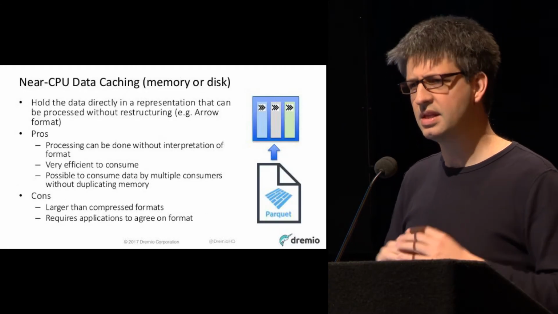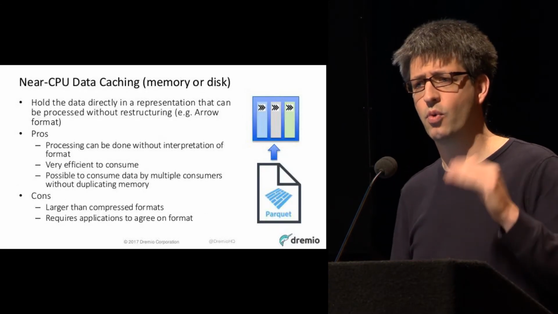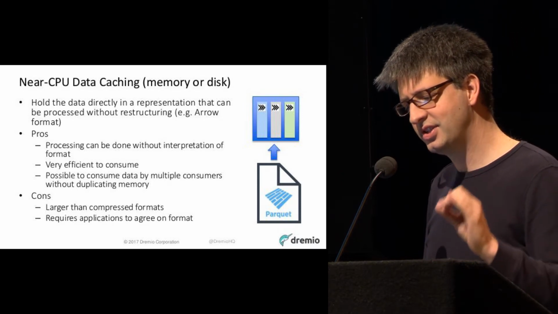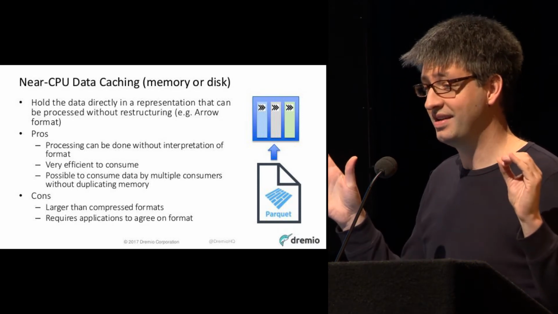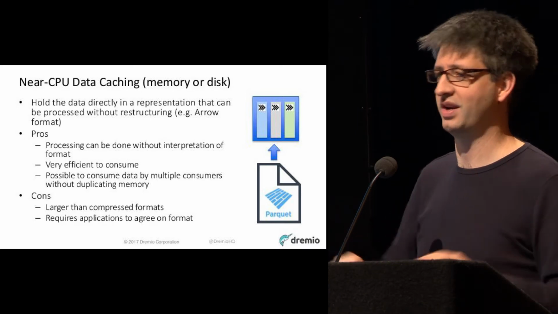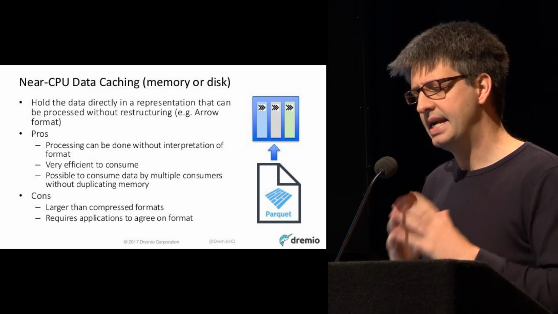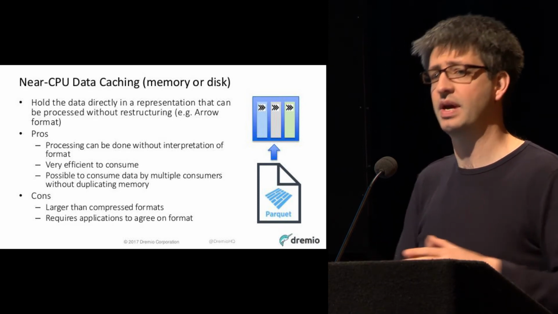So the next type of caching is going more on the consumability side of things, okay? And it's what I'm calling near CPU data caching. I don't think this is a good name, but I don't have a better one. If someone comes up with one, I appreciate it. Tweet one at me. It's basically holding the data in a representation that can be processed without restructuring.